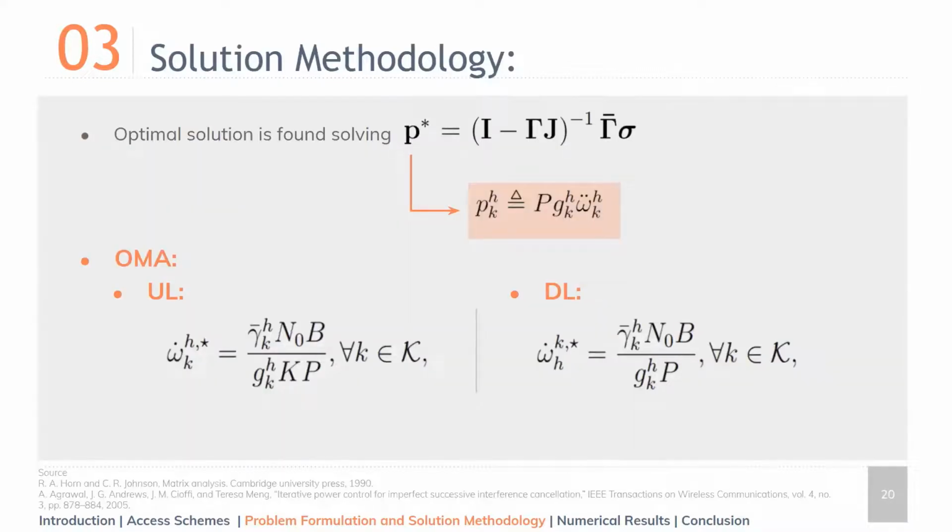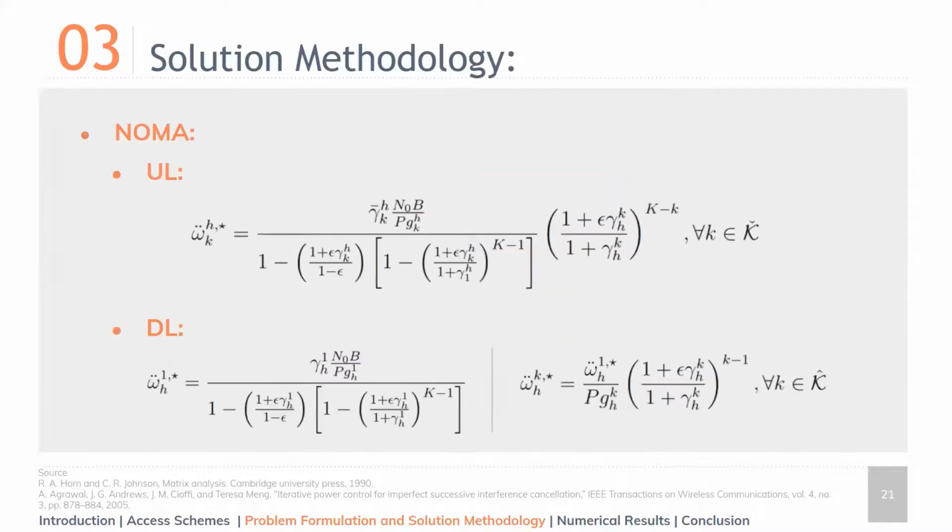The closed form solution as a function of the SINR thresholds and epsilon can be obtained by solving this equation based on the Perron-Frobenius theorem, where P star is the optimal power vector with entries function of the channel gain and the power weight. We derive this for OMA uplink and downlink and NOMA uplink and downlink.